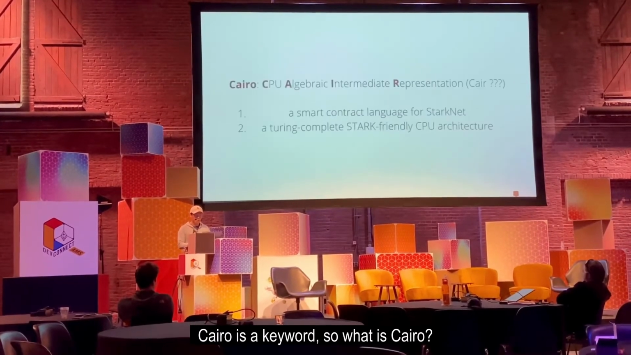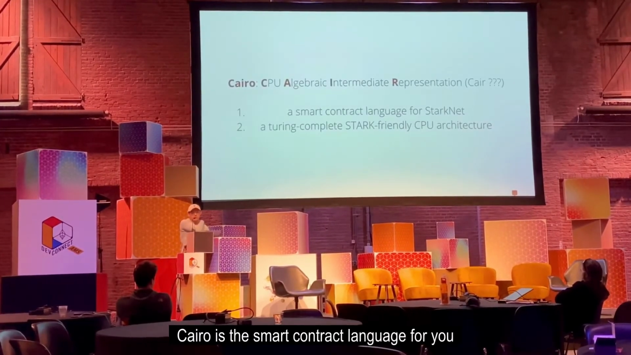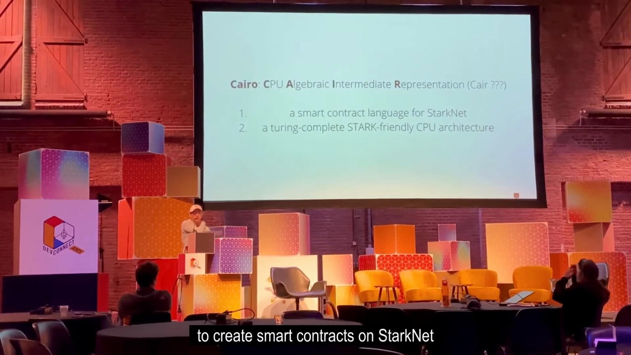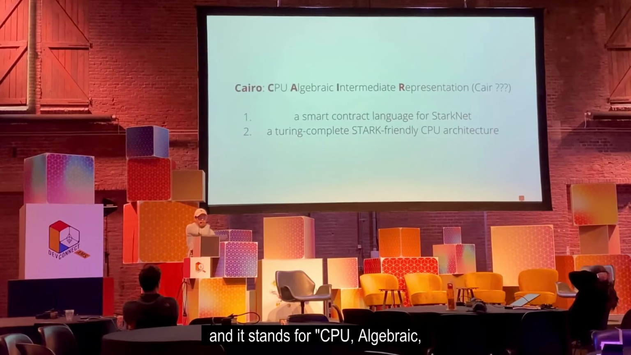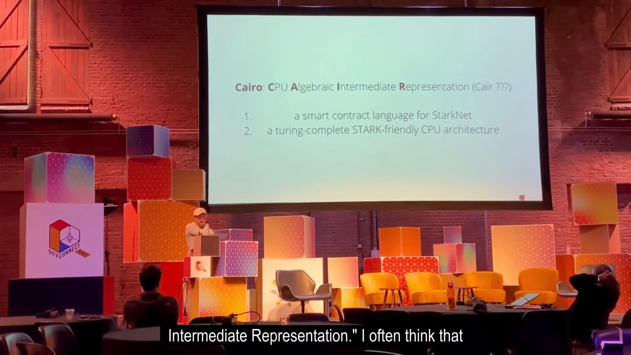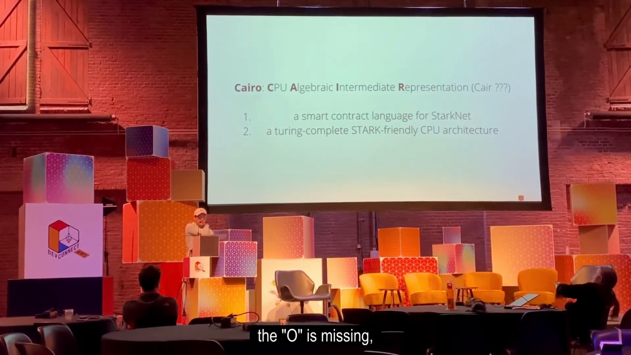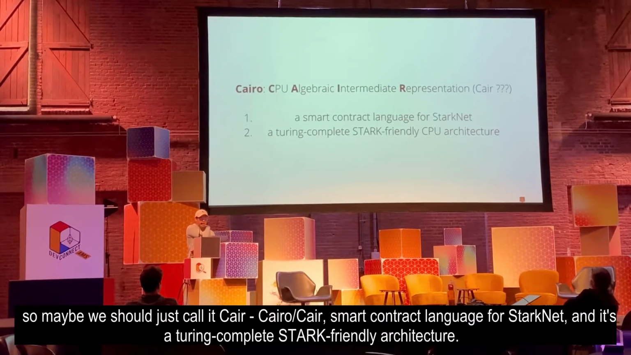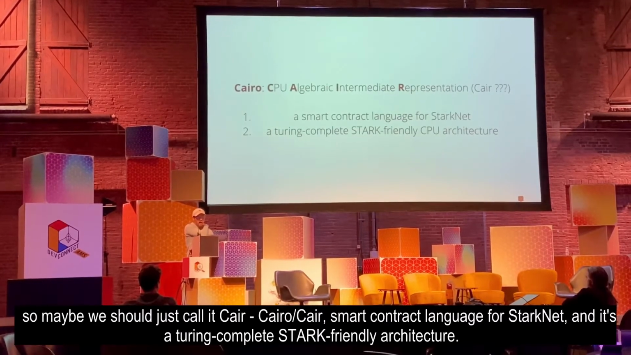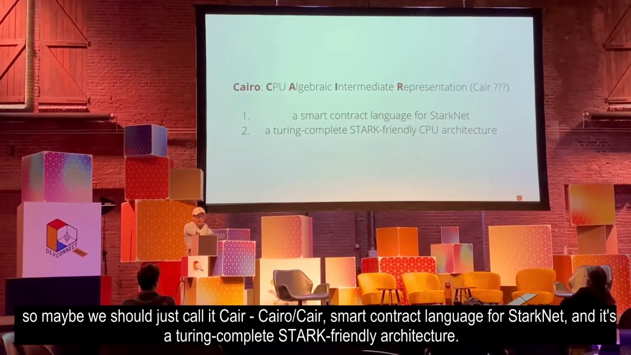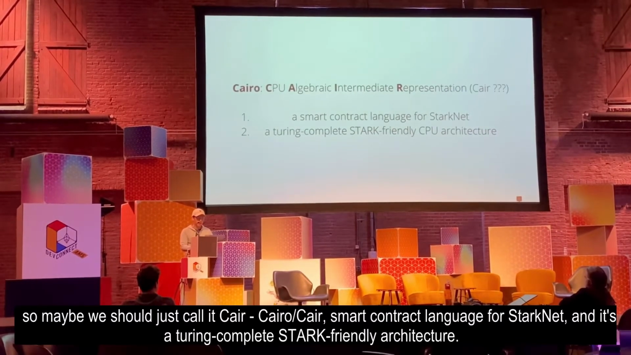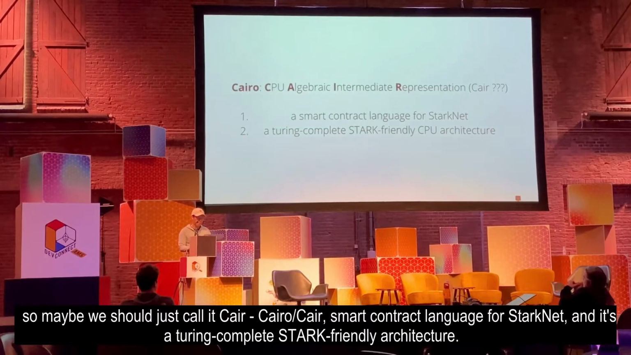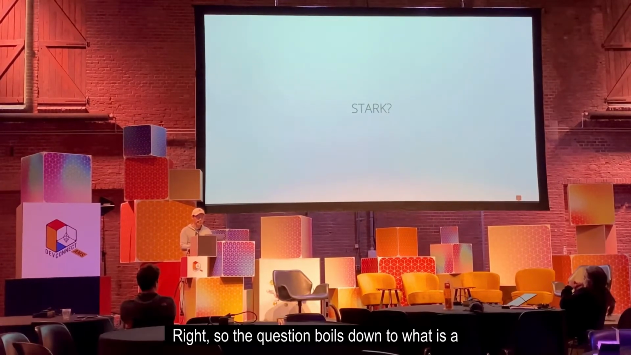So what is Cairo? Cairo is the smart contract language for you to create a smart contract on StarkNet, and it stands for CPU Algebraic Intermediate Representation. I often think that the O is missing, so maybe we should just call it CARE. Cairo, the smart contract language for StarkNet, is a Turing-complete, Stark-friendly architecture. So the question boils down to what is Stark?